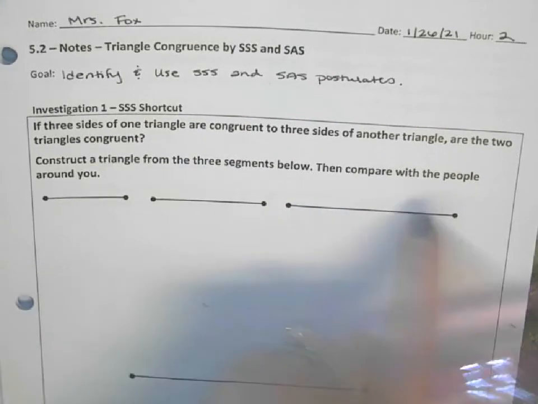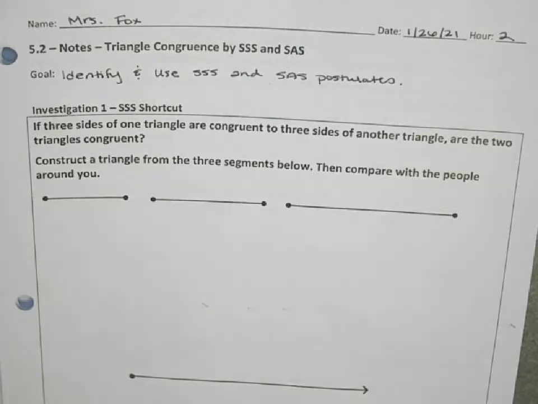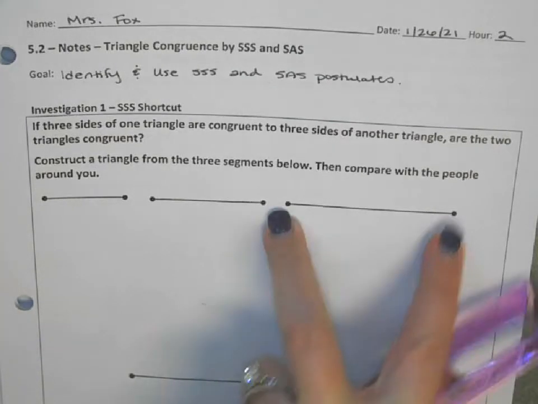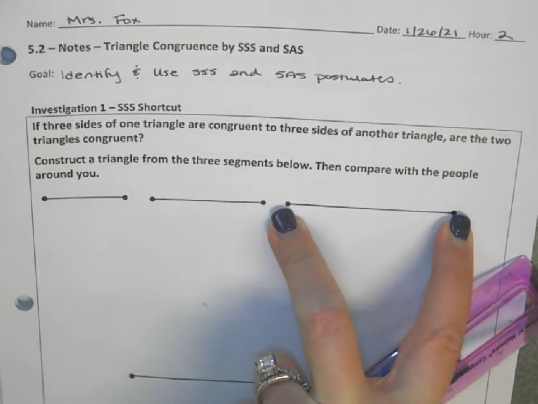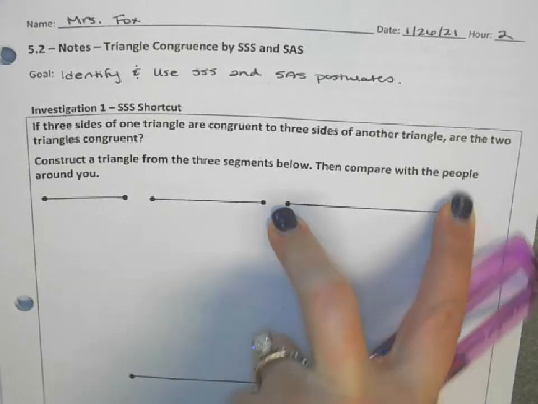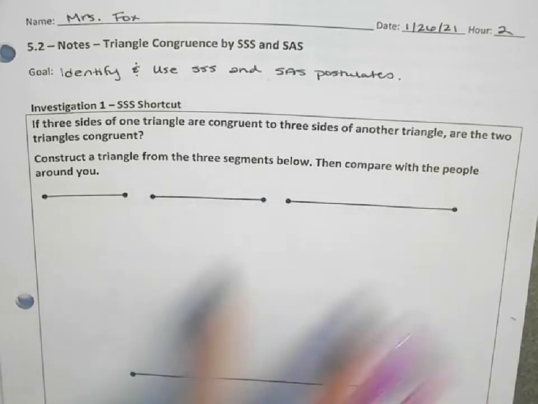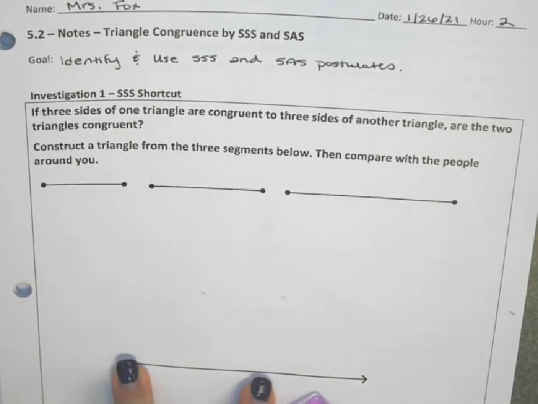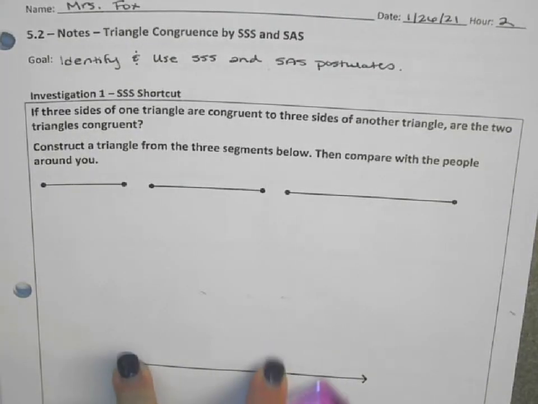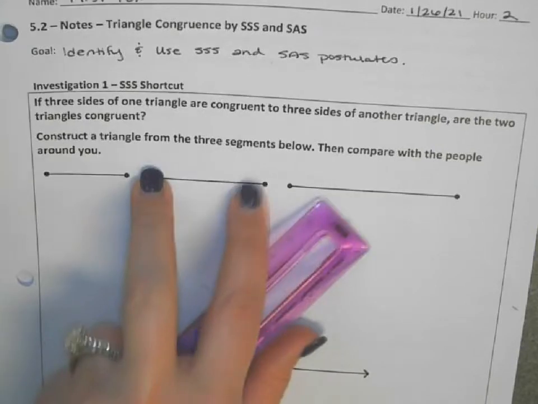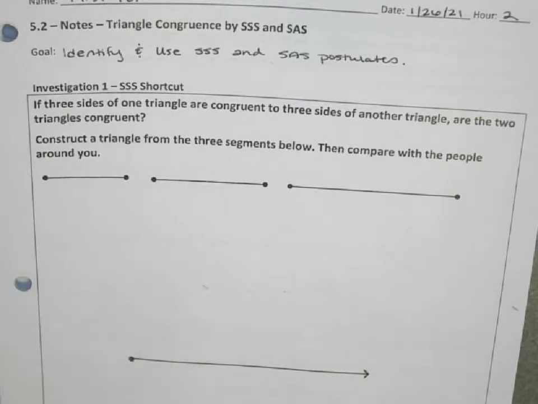Pick one of the segments. You get to choose which one. And copy that segment. So open up your compass, measure it, mark that little arc, copy it by putting the point of your compass down here, copy that arc, or here, or this one, just depending on which one you want to use. And you're going to copy one of those segments onto that ray. That's your first step.